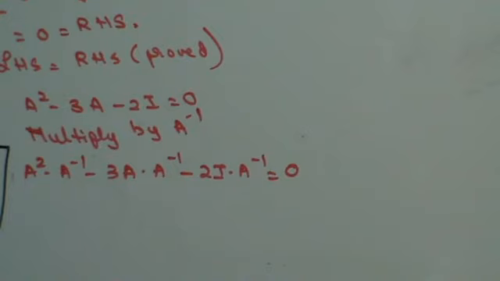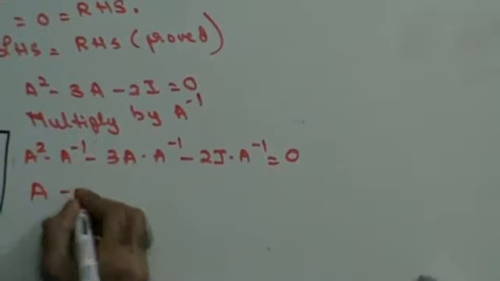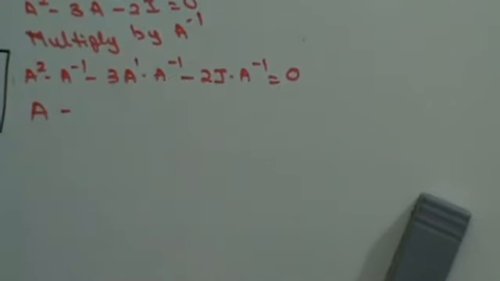A square into A inverse, laws of indices, A raised to m into A raised to n is nothing but A raised to m plus n. So in that case that should be equal to A. So that should be an A raised to 1. Now A means A raised to 1. A raised to 1 into A raised to minus 1, A raised to plus 1 minus 1, A raised to 0. Anything raised to 0 is 1. And in matrices 1 is written as I.